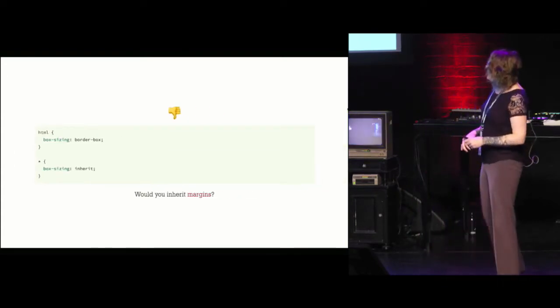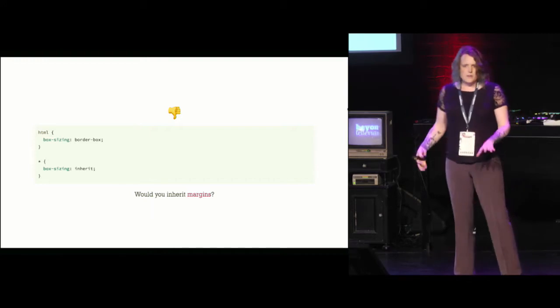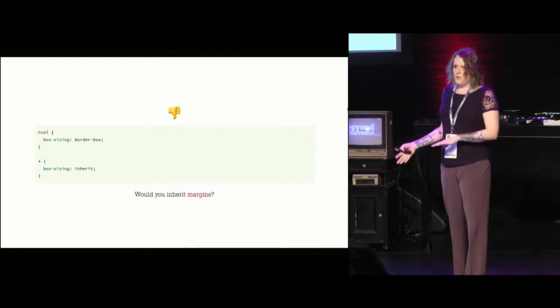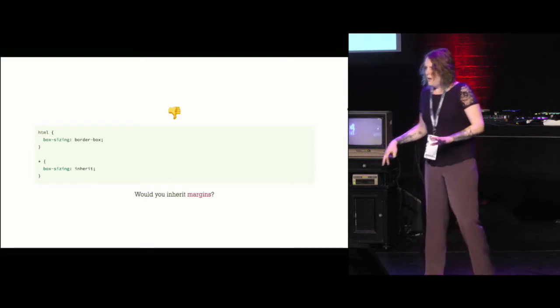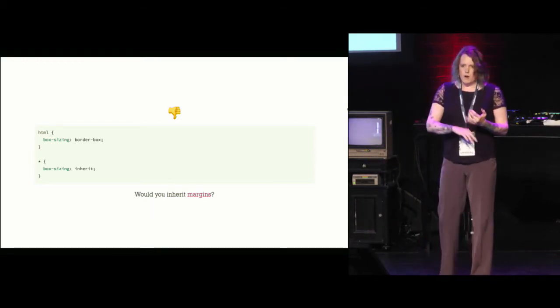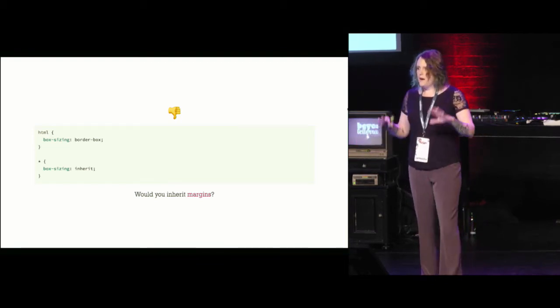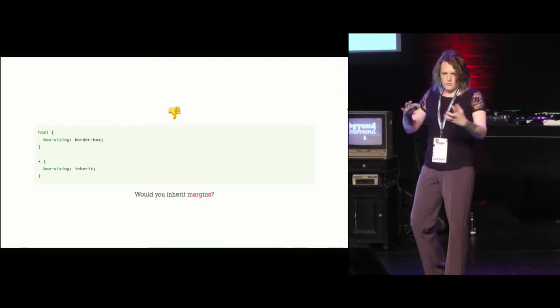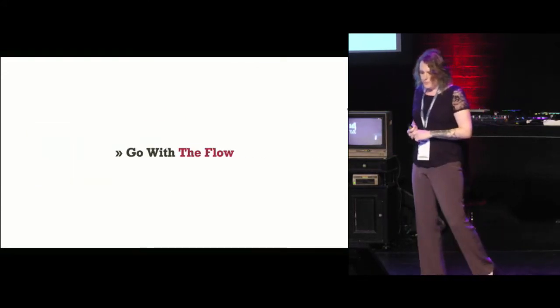I've seen a lot of people doing it this way. You set it once, and then you set it to inherit. There's a reason that box model doesn't inherit by default, and there's no reason that it should inherit. We don't inherit margins. We don't inherit borders. Layouts should not be inherited. Layouts don't nest in that way. So I don't recommend this solution.